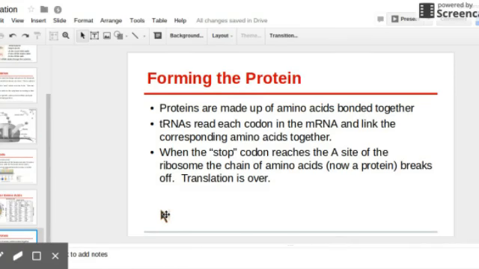So ultimately, translation forms proteins. Proteins, again, are amino acids that are bonded together. The transfer RNA reads codons in the mRNA and links the corresponding amino acids together to make a polypeptide chain. Eventually, the messenger RNA will reach a point where a stop codon reaches site A, and then translation stops. The new protein, the long string of amino acids, breaks off, and translation is over.